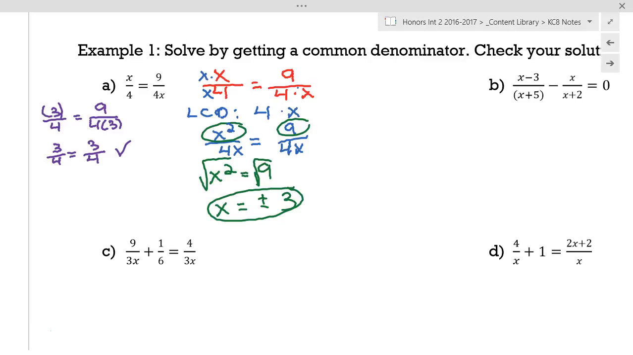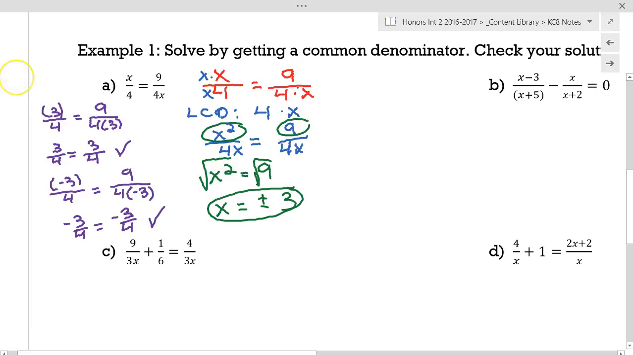That checks out nicely. I'm going to do the same thing for the negative 3. So I have negative 3 over 4 equals 9 over 4 times negative 3. Right now I have negative 3/4 equals negative 3/4. Again, I'm just typing both sides: I'm going to type negative 3 over 4 on my calculator, and then I'm going to type 9 over 4 times negative 3 on my calculator. And I should get the same thing. So checking isn't hard. And that's it for solving.